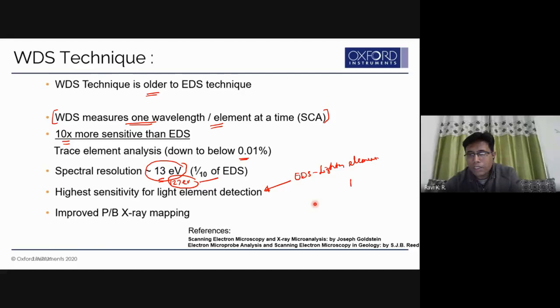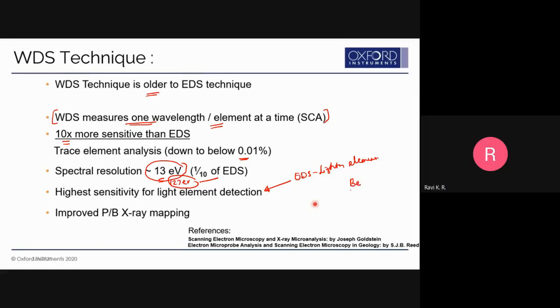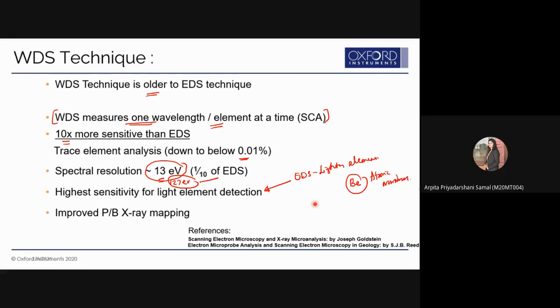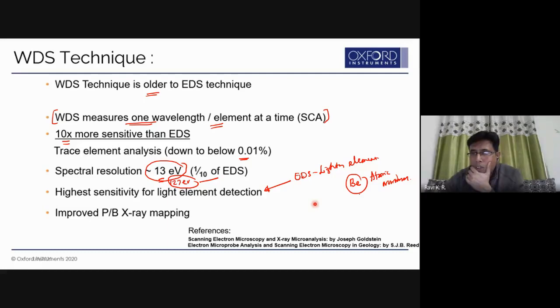Anything less than beryllium. Let's say, what is the atomic number of beryllium? So 4. Okay. Anything less than this, you may not get. Beryllium is one of the filter and window that you have. It's a beryllium window.